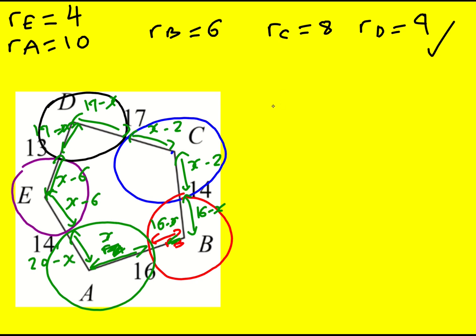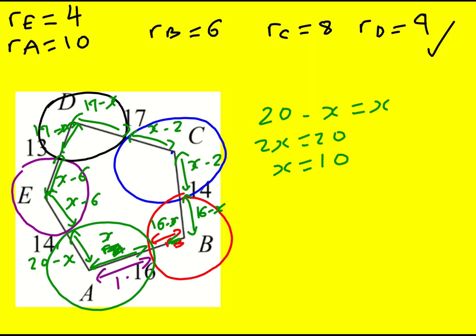Okay, but actually what that means, because I've got a radius of A is X, but I also have it as 20 minus X, then 20 minus X is equal to X, 2X is equal to 20, and X is equal to 10. Right, this is brilliant because now I can just work out all of them. That one's 10. This one is 6, because it's 16 minus 10.